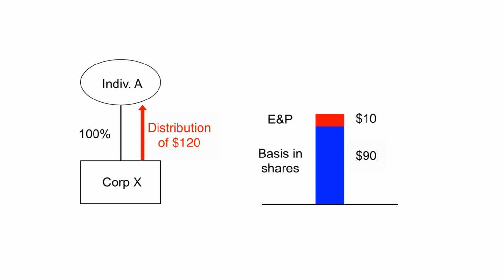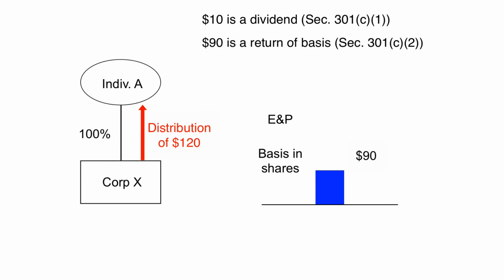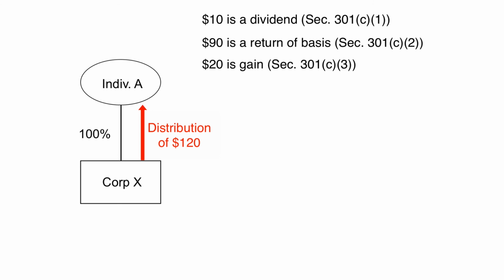So again, Corp X has current year earnings and profits of $10 and makes a distribution of $120. The first $10 is a dividend out of earnings and profits, the next $90 is a return of basis, and the remaining $20 is gain from the sale or exchange of stock. Typically, shares of stock held by an individual are capital assets, thus the distribution in excess of basis would typically generate capital gain.